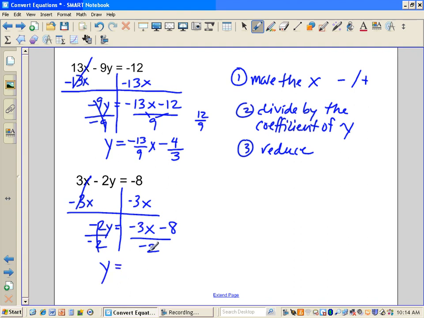Negative 3 divided by negative 2. Can't do anything with the 3 and the 2, but I can do something with the negative and the negative. So I'm just going to have 3 halves x. Negative 8 divided by negative 2. Well, that's a positive 4, so that reduces nicely into that nice slope-intercept form. Here's this one here.